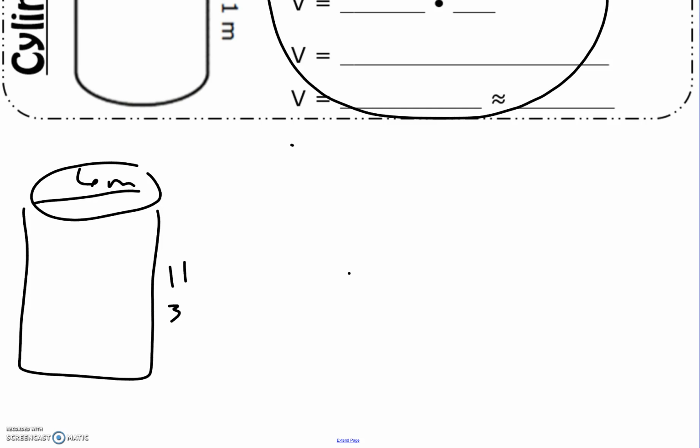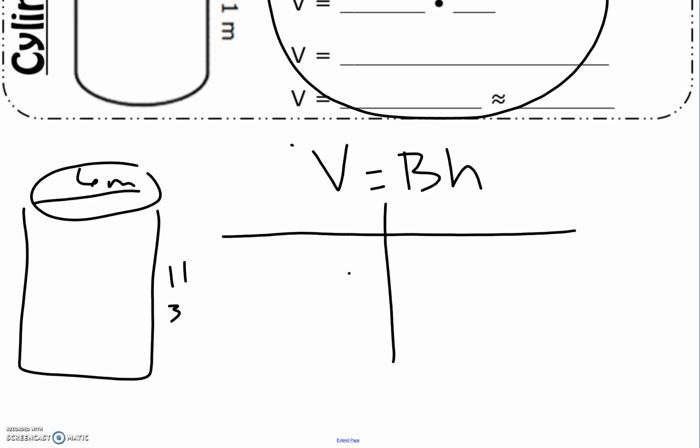So, here's how we're going to do it. We know volume equals area of the base times the height. We are going to build a table so that way it stays organized. First thing you need to do is determine the shape of the base, because in order to find the area of the base, we need to have the shape. Now, the shape of the base is a circle. So what you're going to do is begin with a T-chart. Your H is going to go here.